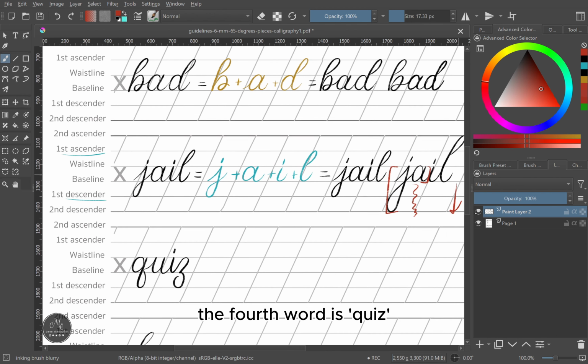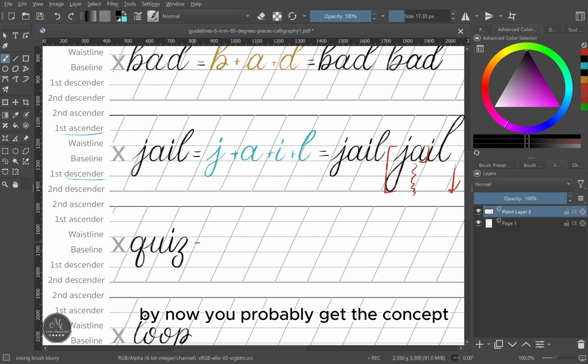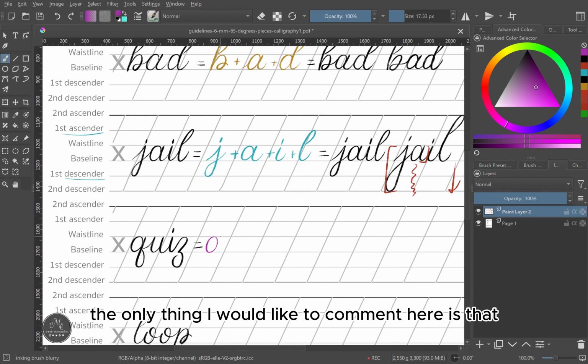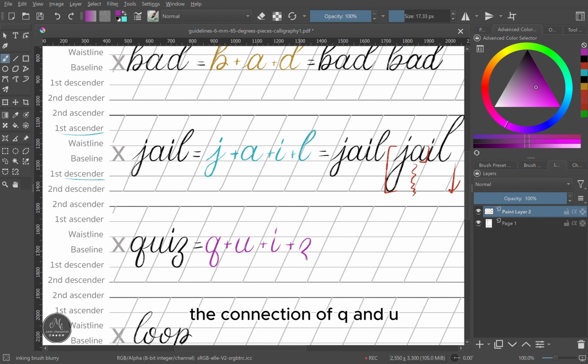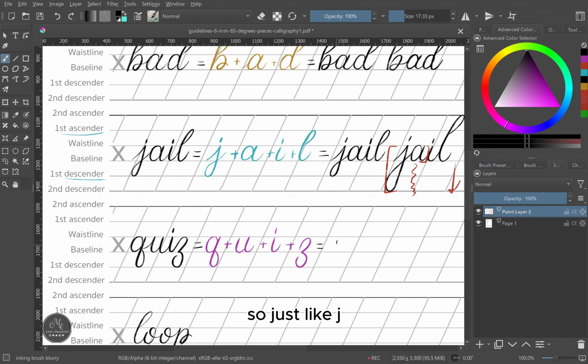The fourth word is quiz. By now, you probably get the concept. The only thing I would like to comment here is the connection of Q and U. So just like J, there are several ways to write the letter Q. Here I connected Q and U in one go.